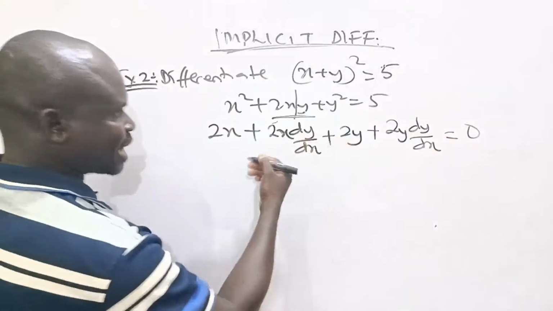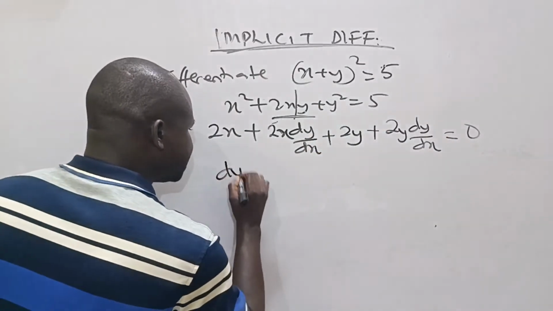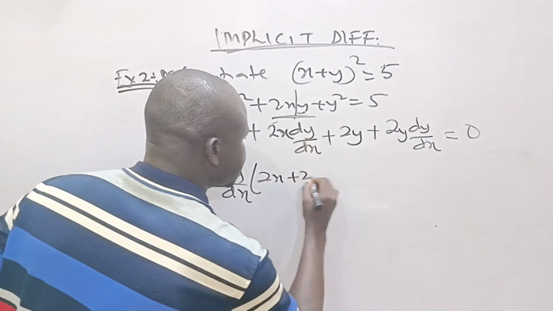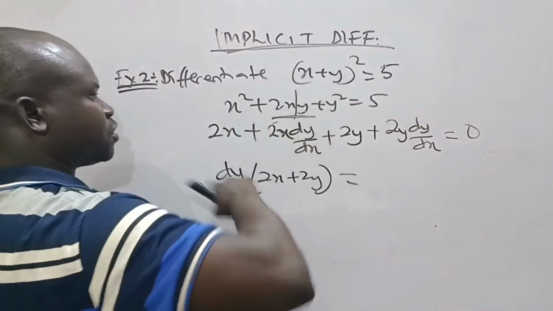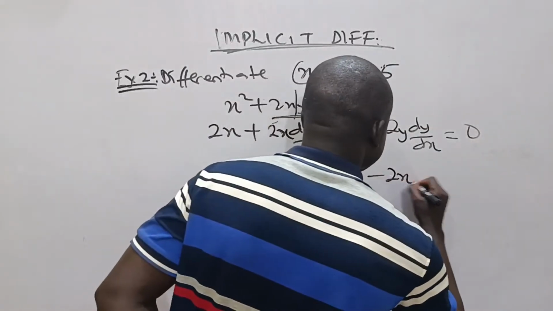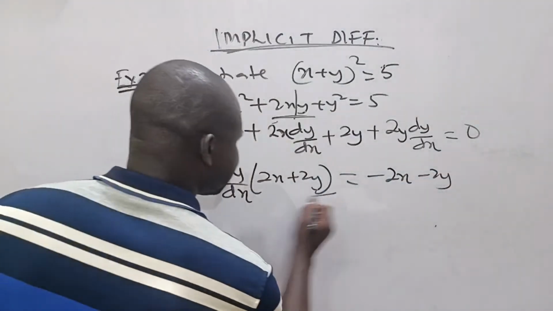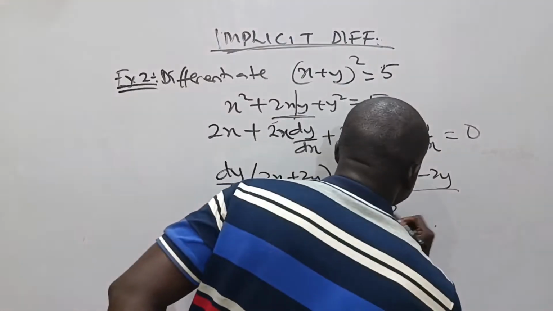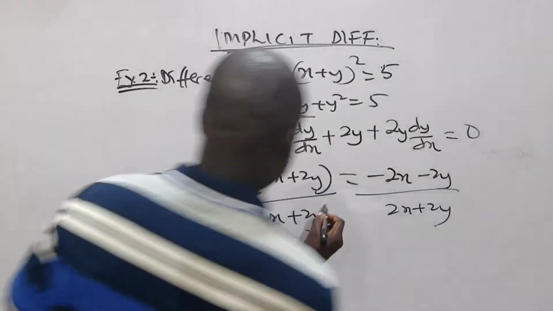So I can collect like terms here. That is, I can say dy dx. What is common in dy dx is 2x plus 2y. I will transfer every other thing to the other side. That will be minus 2x minus 2y. So I can divide both sides by 2x plus 2y. I will divide this side by 2x plus 2y. This will take care of this.